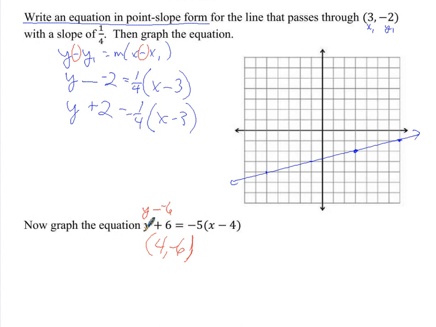Yeah, lots of negative signs, so be careful. Now that we know what the ordered pair is, we can graph it. So we go to positive 4, negative 6: 1, 2, 3, 4, 1, 2, 3, 4, 5, 6 down, and there's my ordered pair.